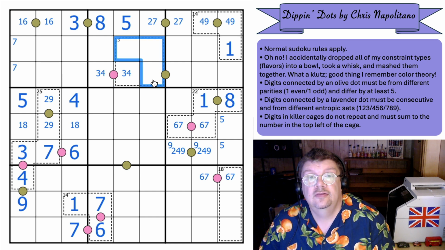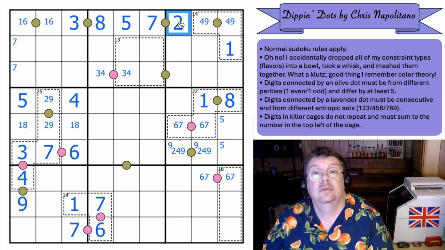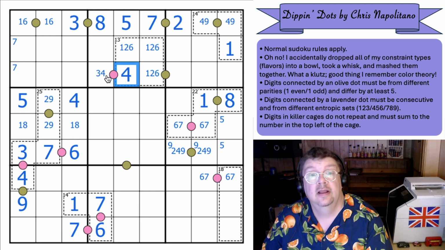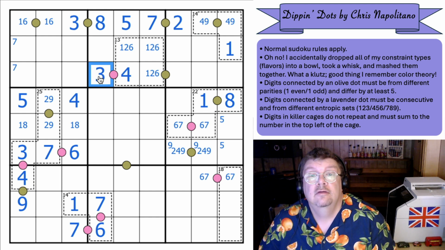So if this is 3, this has to add to 10 in 3 digits without a 3, 4, or 5. And that's going to be 1, 2, 7. If this is a 4, then this adds to 9 without a 3, 4, or 5. That's going to be 1, 2, 6. That means that 1 and 2 are definitely in here. That's not a 2, that's a 7. So this is 1, 2, 6. And that's 9, making that 4 and that 3. Very nice so far.